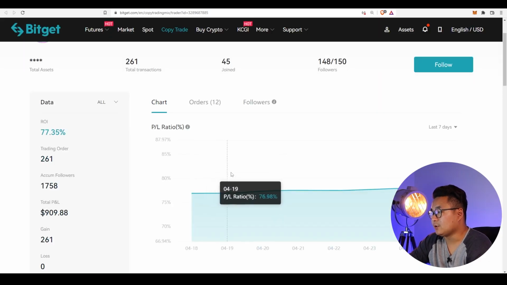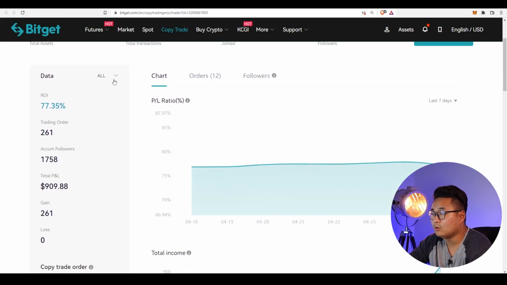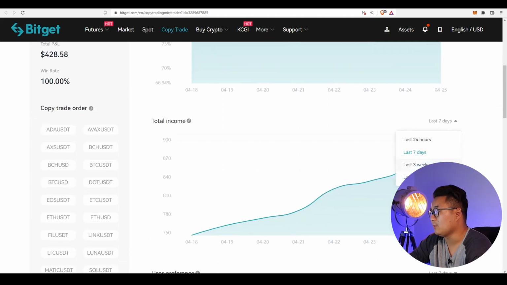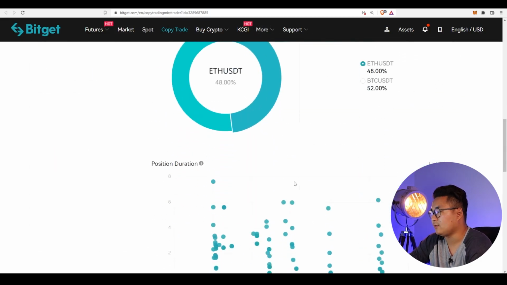Okay, P&L ratio has remained at 77%, which is exciting. ROI all time is 77% with 3 weeks down at 2%. I think for high frequency trading, this is probably not what we want to see. Last 1 month has been consistent, all right? So how do we make sense of this? I don't know, all right?